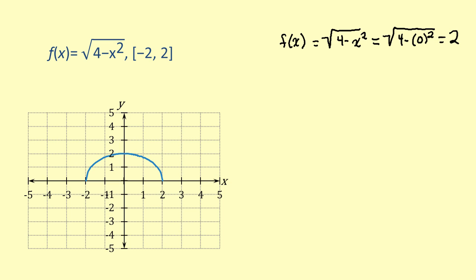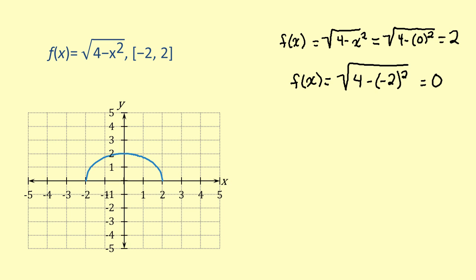Now we will consider the absolute minimum. When tracing the graph, we start and end on the x-axis. It looks like the graph starts at x equals -2, so substitute -2 into the function and see what happens. By substituting -2 into the equation, we have the square root of 4 minus (-2) squared. (-2) squared is equal to 4, and 4 minus 4 is 0. The square root of 0 is 0, so there is a minimum of 0 when x equals -2.